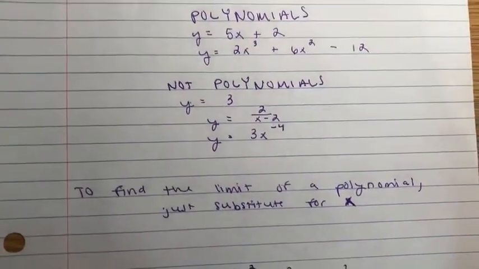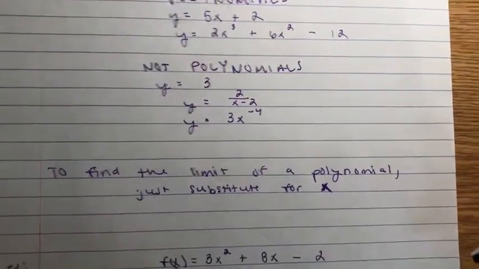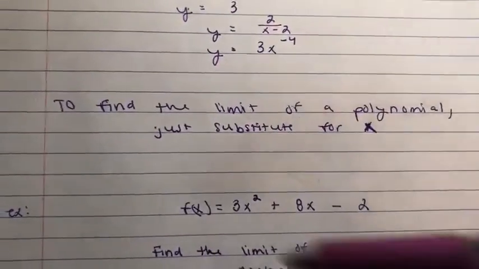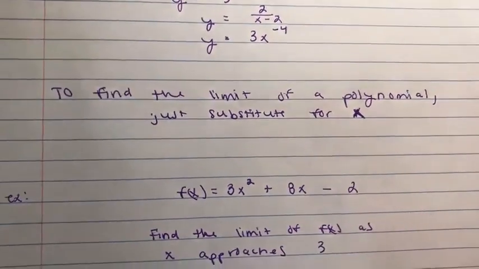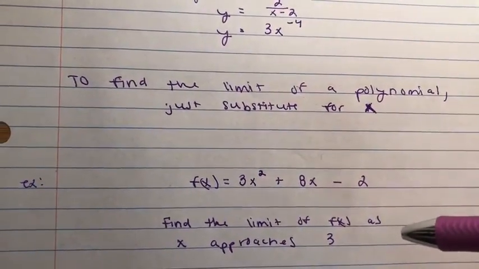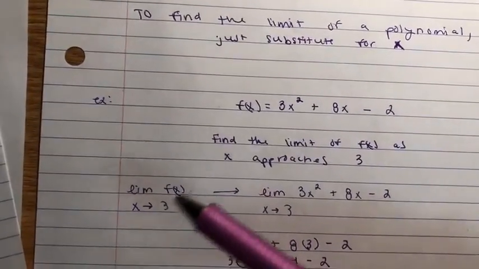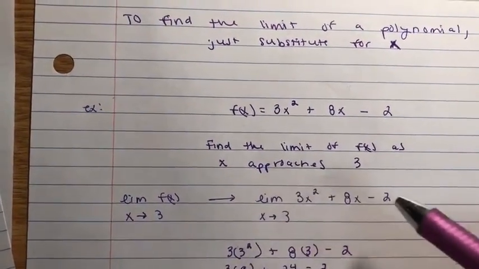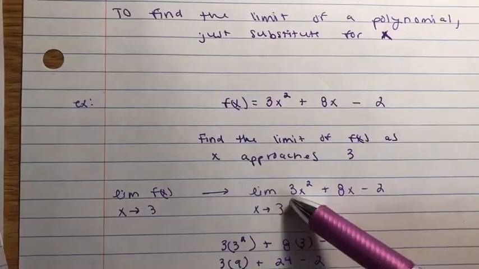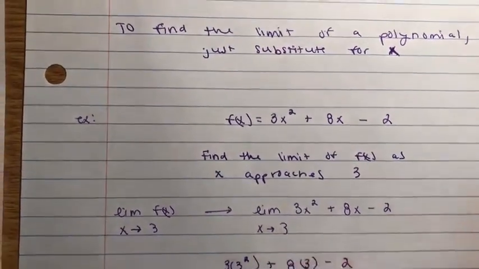So if you want to find the limit of a polynomial, all you have to do, it's very simple, is substitute for x. So in this example, we have f of x equals 3x squared plus 8x minus 2. And we want to find the limit of f of x as x approaches 3. So to do that, we would write the limit of f of x as x approaches 3. So we would just rewrite our function here. So we have the limit of 3x squared plus 8x minus 2 as x approaches 3.